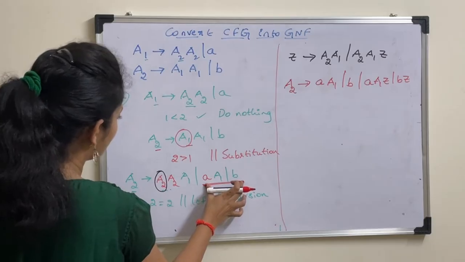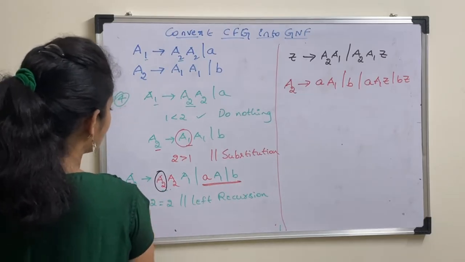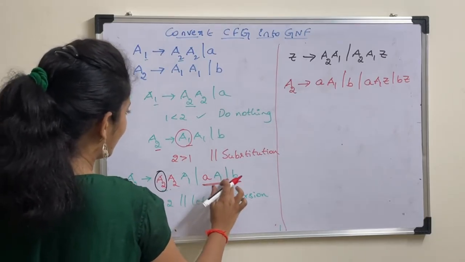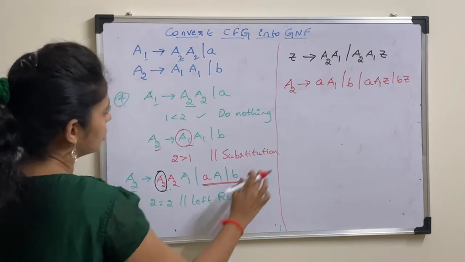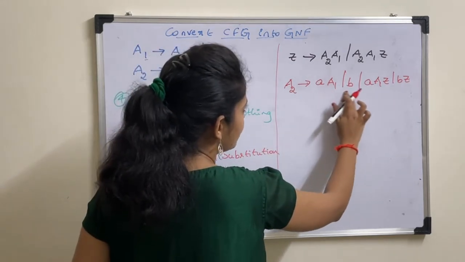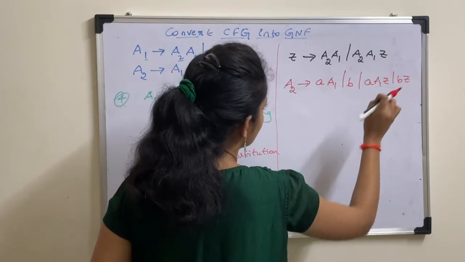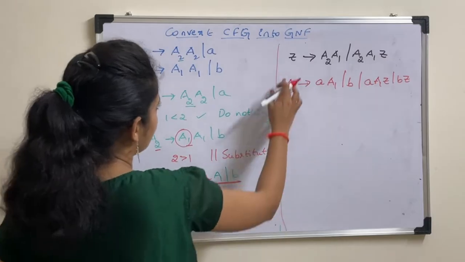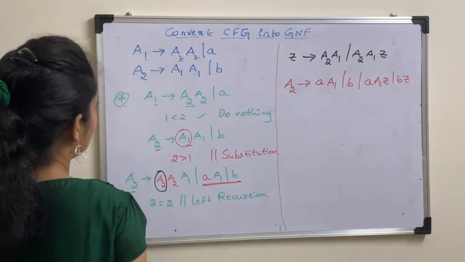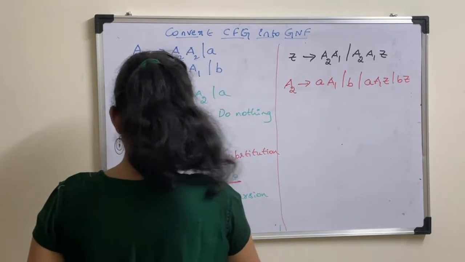Now we have these productions or symbols. Take A2 derives A1 or B. So this is written without Z. The same thing should be written in terms of Z also. Now we got Z and A2. Write A1 also.